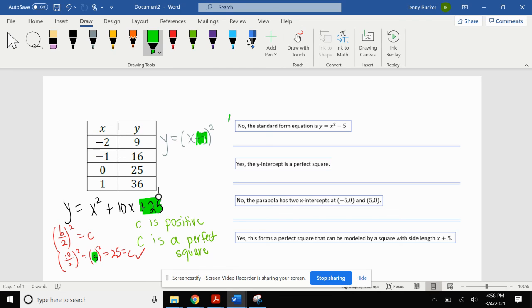So this is a perfect square, so we'll take off the no choices. And yes, the y-intercept is a perfect square because our c value is 25. And yes, this forms a perfect square that can be modeled by a square with a side length x plus 5. Because when I have this equation, x plus 5 squared, that is representing a square with side lengths x plus 5, because that's x plus 5 times x plus 5.